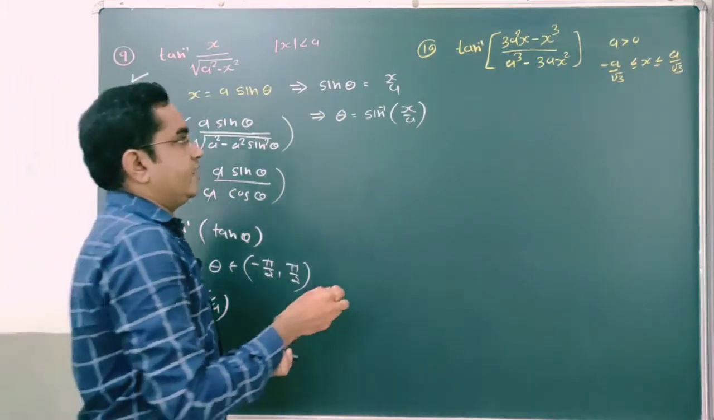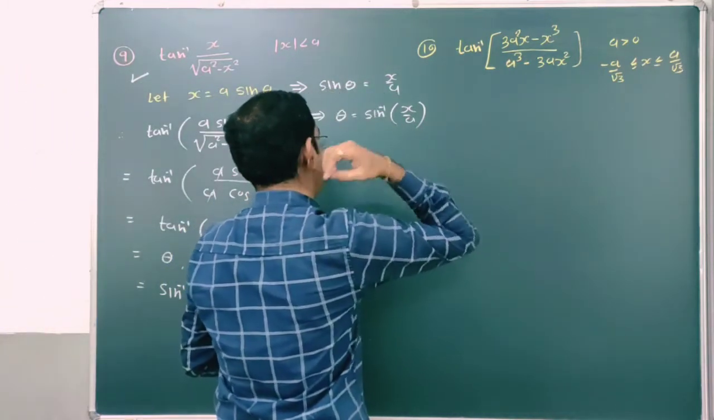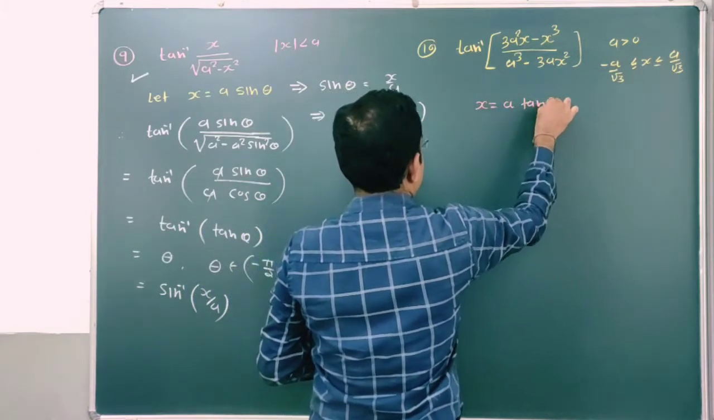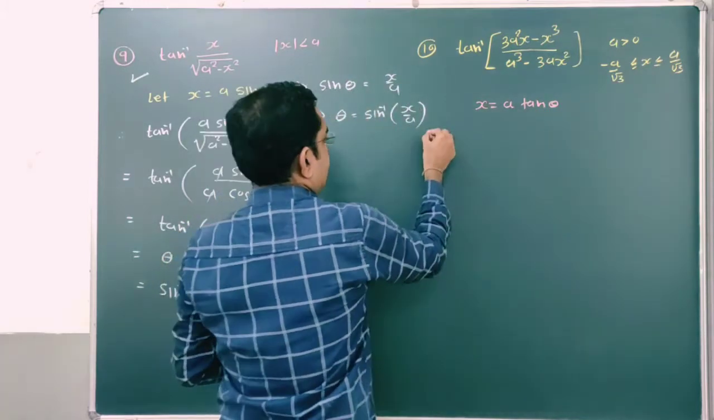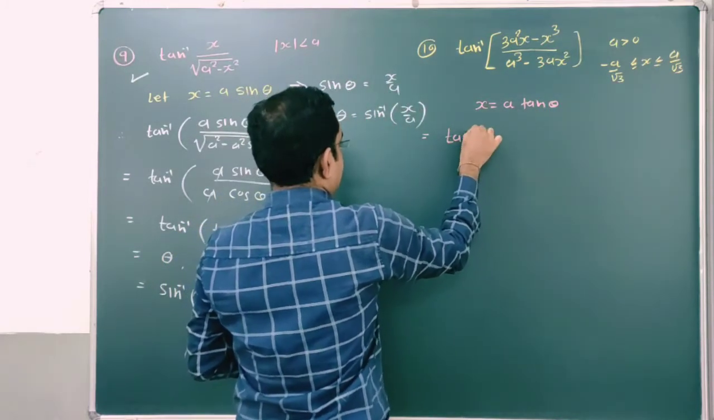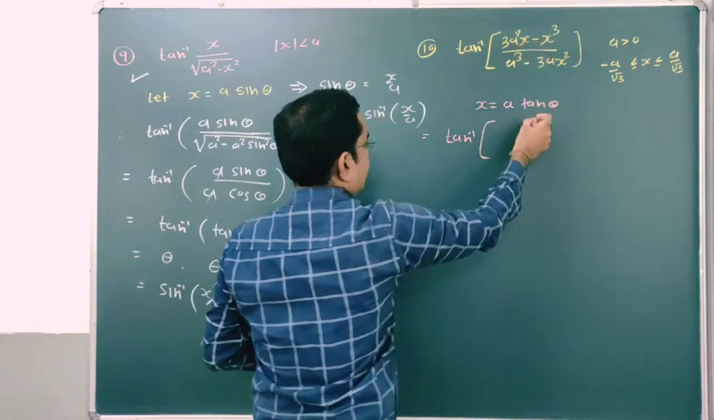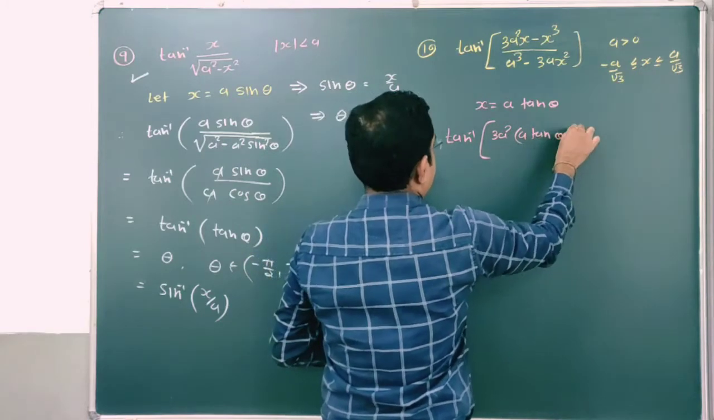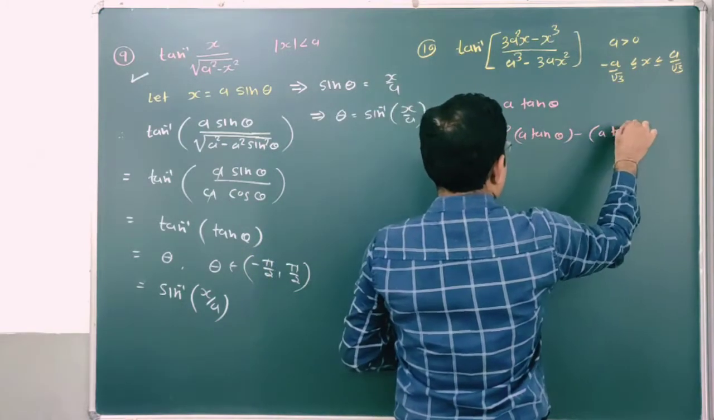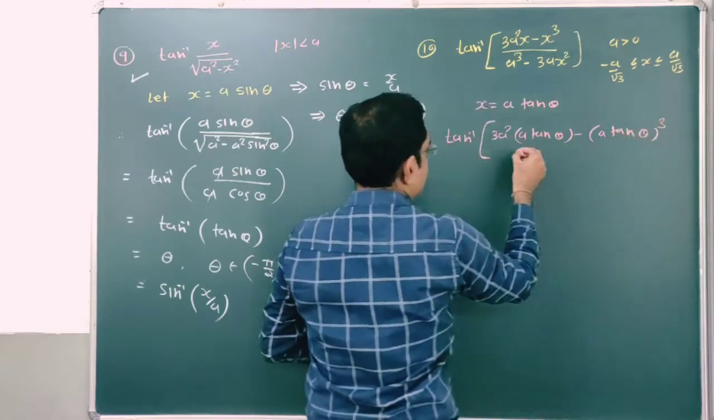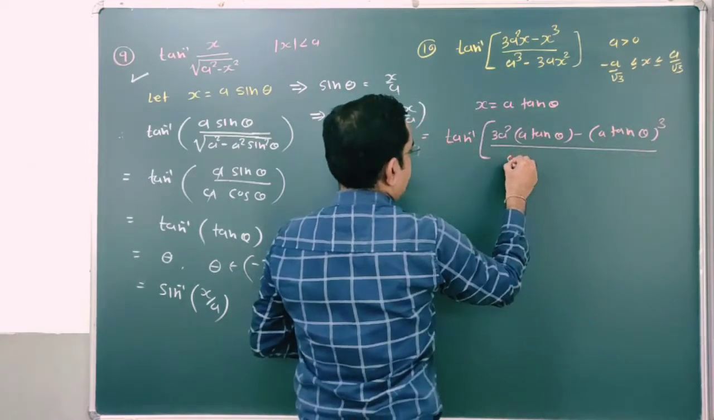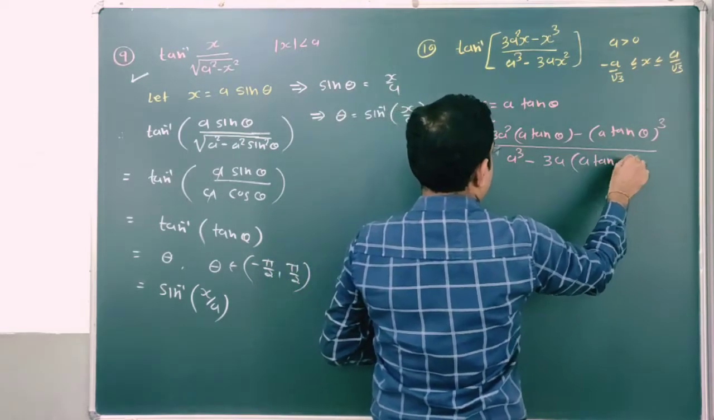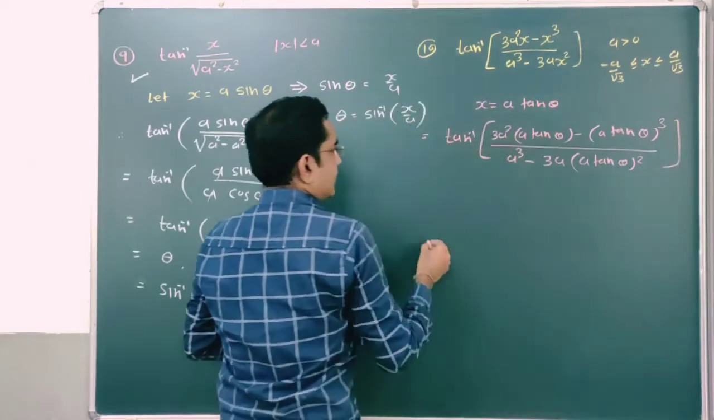So now here we can see this is nothing but the formula of tan 3 theta. So here we are taking x equal to a tan theta. If we take x equal to a tan theta, this will be converted as tan inverse, now replacing x with a tan theta: 3a square times a tan theta minus a tan theta whole cube, divided by a cube minus 3a times a tan theta square. Done.